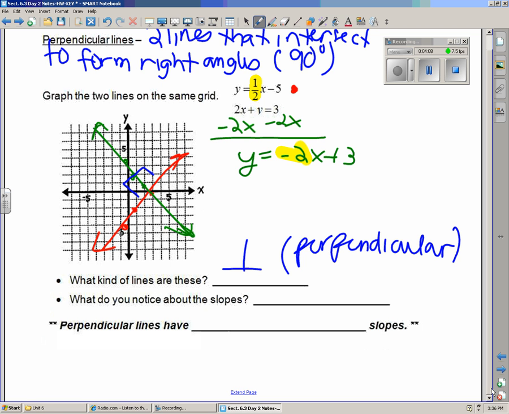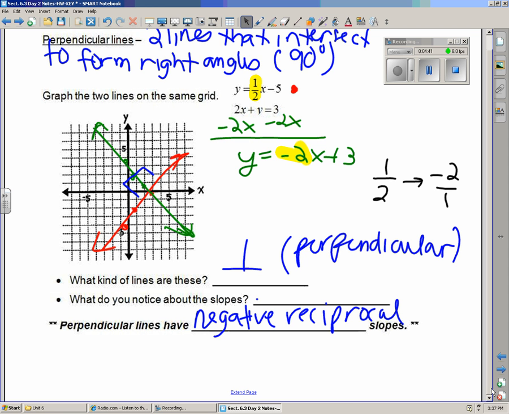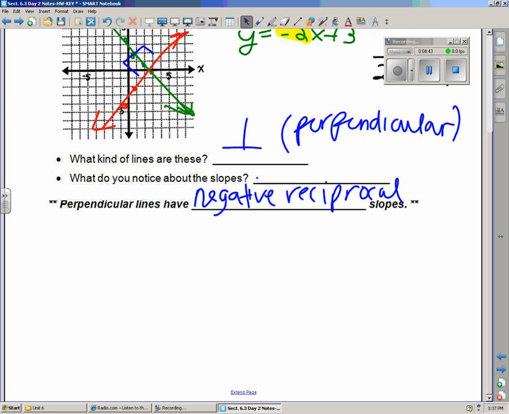So if we were to look at these slopes and we compared 1 over 2 to -2, if I wrote -2 as a fraction, it'd be -2 over 1. Hopefully you notice that these are reciprocals, but more than just reciprocals, they're negative reciprocals. Whatever fraction you get, you've got to change that sign and flip it over to get the negative reciprocal. So perpendicular lines have negative reciprocal slopes.